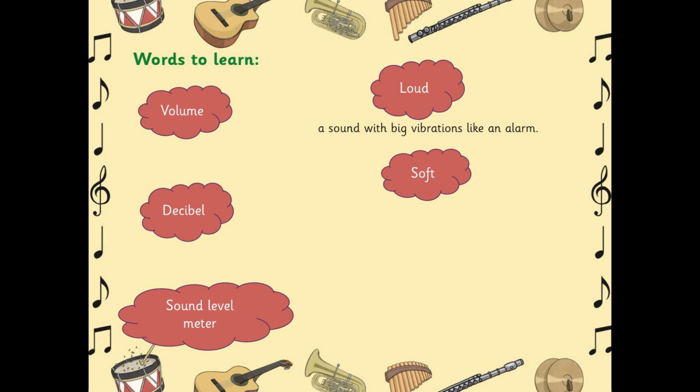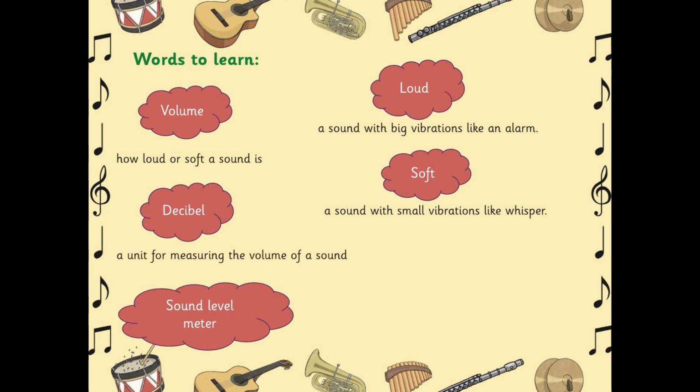Loud: a sound with big vibrations, like an alarm. Soft: a sound with a small vibration, like a whisper. Volume: how loud or soft a sound is. Decibel: a unit for measuring the volume of a sound. Sound level meter: a machine to measure how loud a sound is.